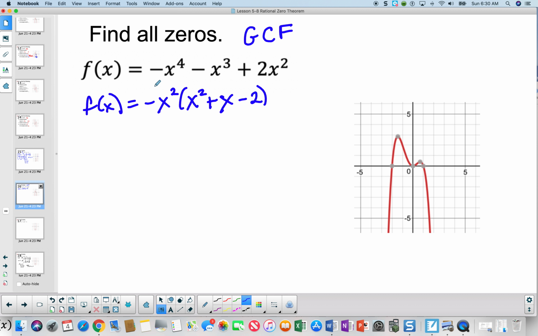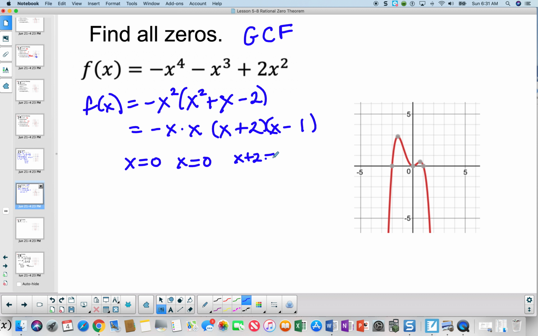Now, I always like to multiply back out to make sure that I got what I was supposed to. Okay, so then we have negative x times x, and then I think I can factor this one. So it's 2 and 1, plus and minus. So I'm going to get a double root of 0, and then when I set this equal to 0, x will equal -2, which I see right here. And when I solve here, I get my 1.